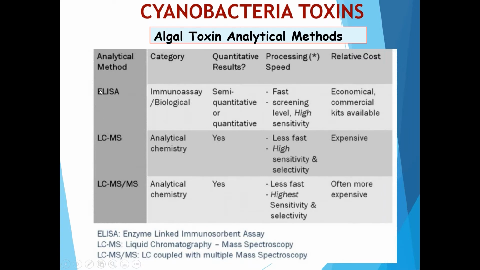These pieces of equipment can cost anywhere from $50,000 to $300,000. With ELISA, by the time you get everything you need, you can get started for probably $2,000 to $3,000, so it's much cheaper overall. In my lab, we only do screening tests. We just use strips for anatoxin-A and microcystin, and we also have cylindrospermopsin strips as well.